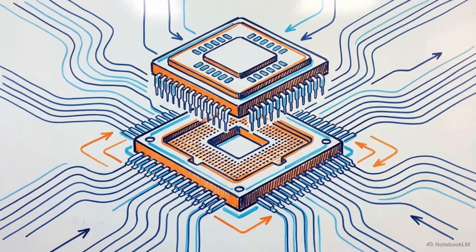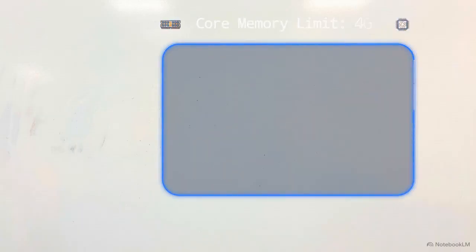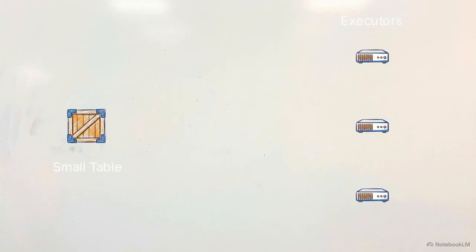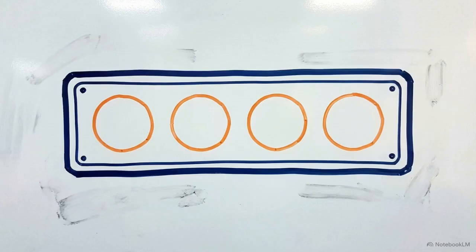To scale distributed compute correctly, we have to respect the physical constraints of the hardware. The unbreakable rule of memory sizing is that task partition sizes must always remain strictly smaller than the per-core memory limit. We can also bypass heavy shuffles entirely by utilizing broadcast joins to copy small data tables directly to the executors. When you need more processing speed, the correct method is to leave the individual executor configuration at a highly balanced 3 to 5 cores.